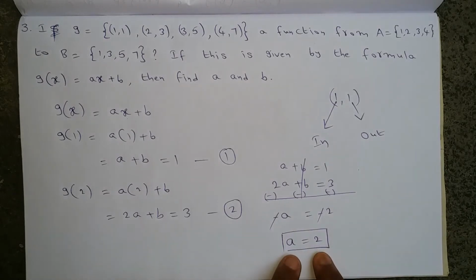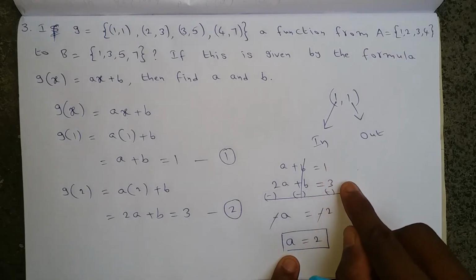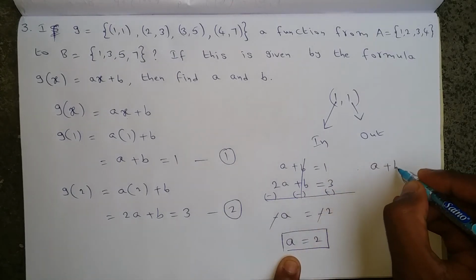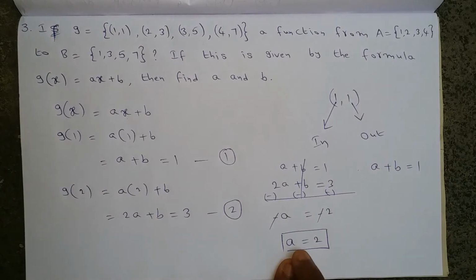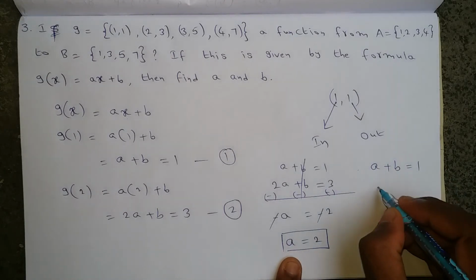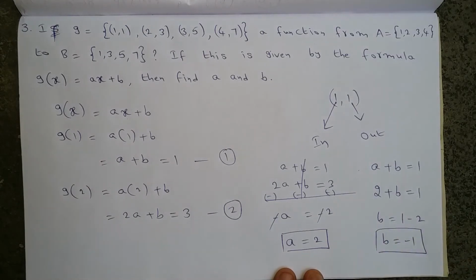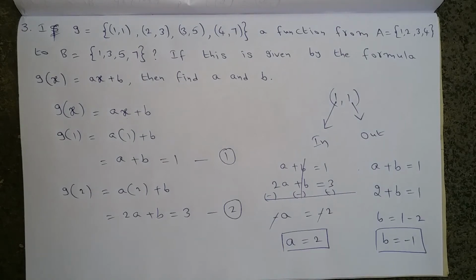Now this a value we can substitute in the first equation or else the second equation, and we will get the b value. So I am substituting in the first equation. The first equation is a plus b equals 1. So in the place of a I will substitute 2. 2 plus b equals 1. 2 I will take to the right side. So we get b equals 1 minus 2, that is nothing but minus 1. A value is plus 2, b value is minus 1.